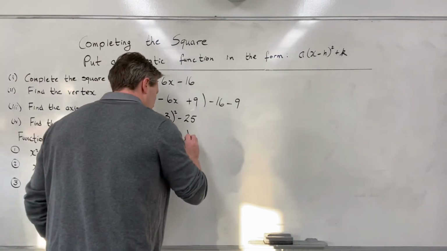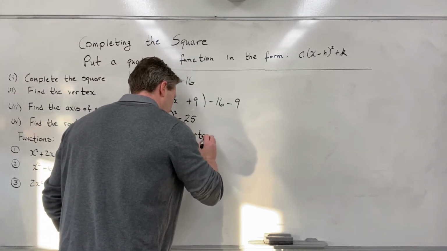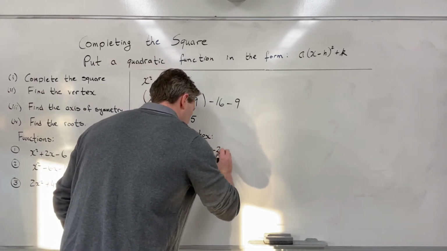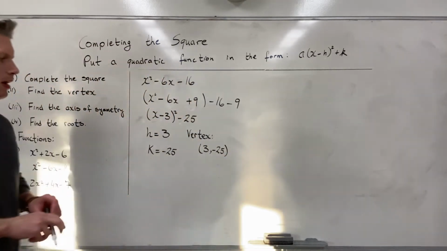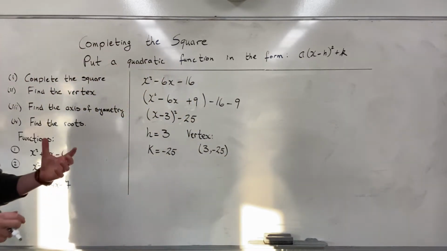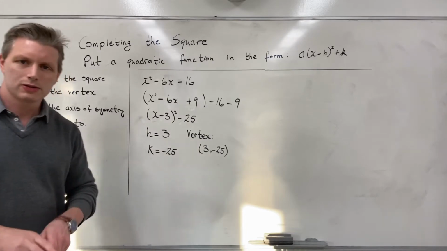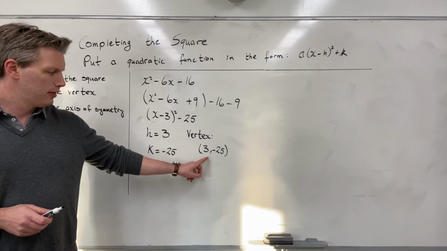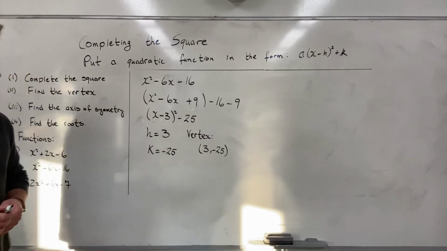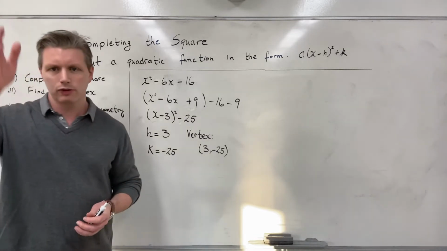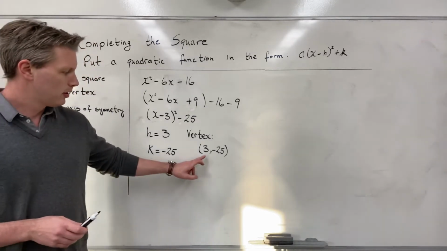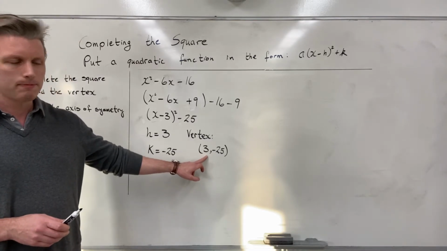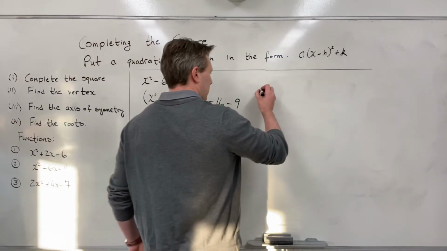So the vertex of my parabola occurs at 3, comma, negative 25. And again, what this means, because it's a parabola, I have an axis of symmetry that goes through this point, the point 3, negative 25. The axis of symmetry is a vertical line that has a value of x equals 3.